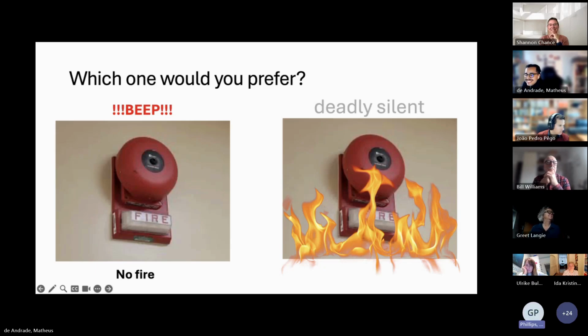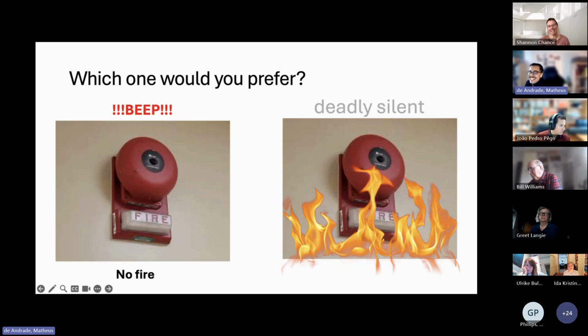Can you hear me? Sorry. Yes, I can. So it would be the one that went off all the time when there was no fire. The type, yeah. Type 1. Yeah. The one to the left.